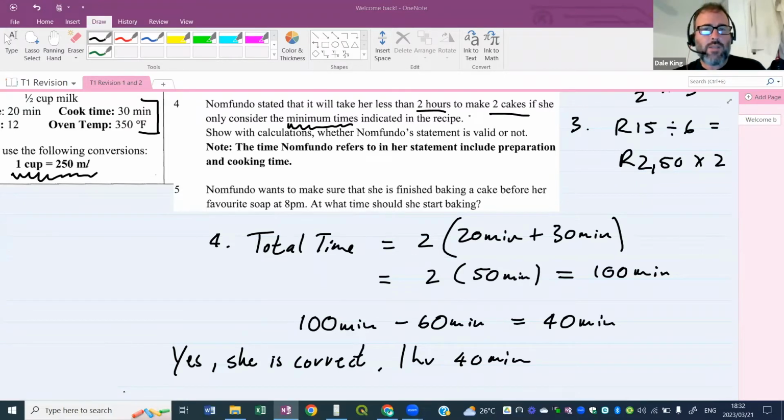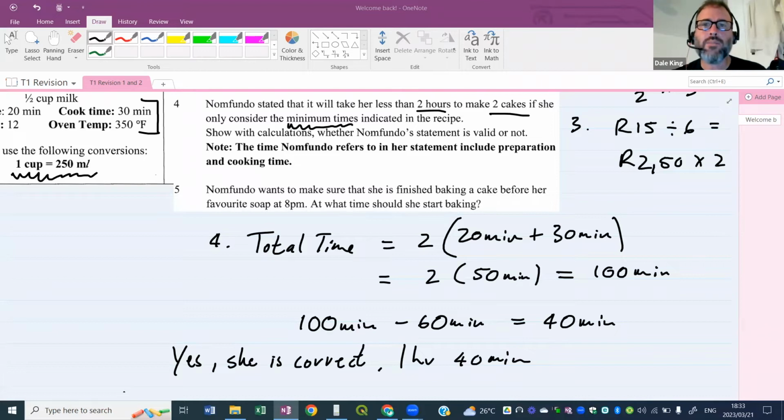Okay. All right, let's have a look at number 5. Last one for the grade 10 question. Nomfundo wants to make sure that she has finished baking a cake before her favorite soap at 8 p.m. At what time should she start baking? So she wants to be finished before 8 p.m. So at what time should she start baking?